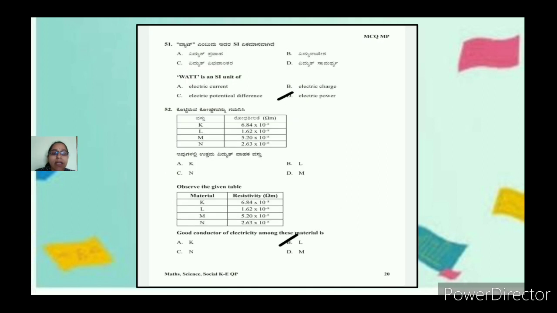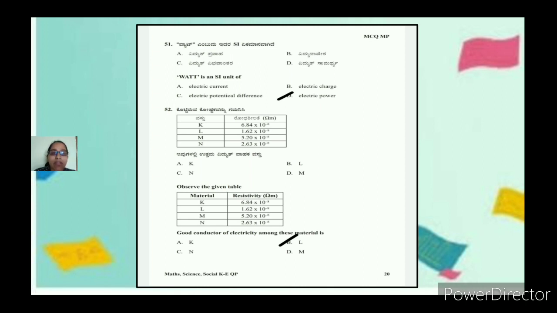What is an SI unit of electric power? The next question relates to observing the given table. So what is given in the table? Materials K, L, M and N are given.